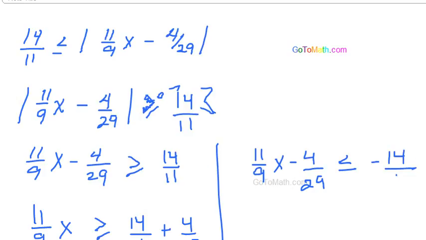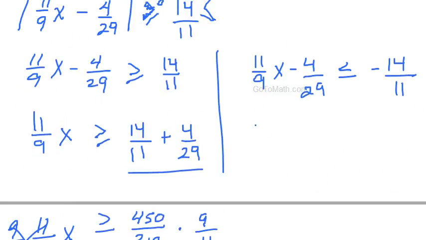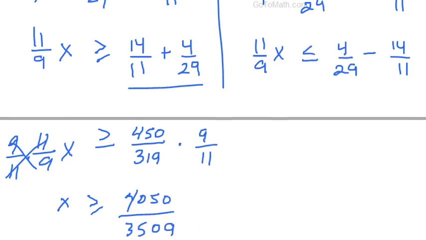14 over 11. Okay, so we have 11 over 9x less than or equal to 4 over 29. Bring that to the other side, it makes it positive, minus the 14 over 11. We'll want to do that in our head, because we can do that. We'll write it down here. 11 over 9x is less than or equal to negative, is that right? Yeah, 362 over 319.